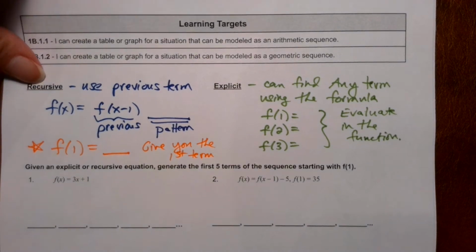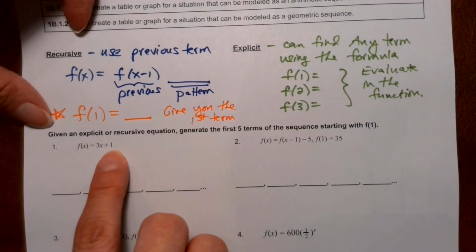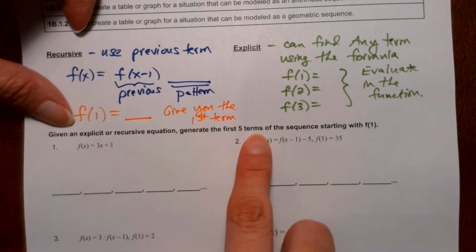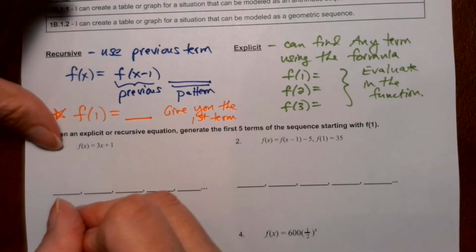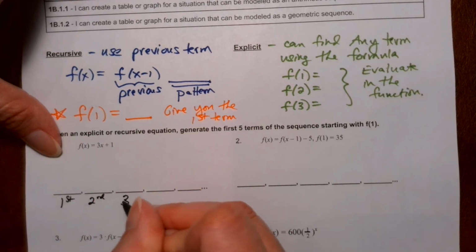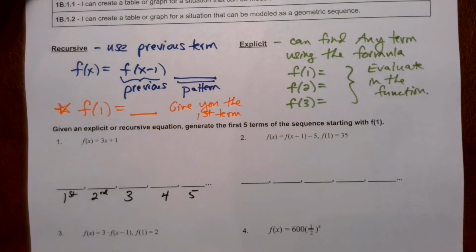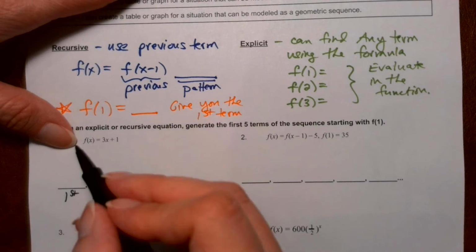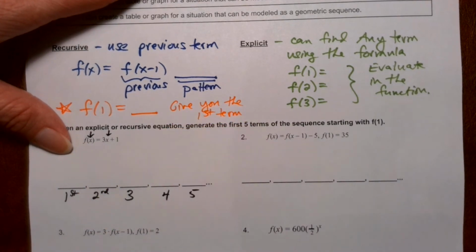For number 1, we have a function that says 3x plus 1. Given an equation, generate the first 5 terms, starting with f of 1. Underneath here, this is the first term, the second term, the third, the fourth, the fifth. They want me to find the first 5. I notice that this equation is explicit. Here's your input, 3x plus 1.